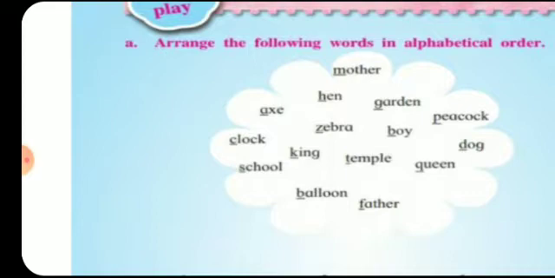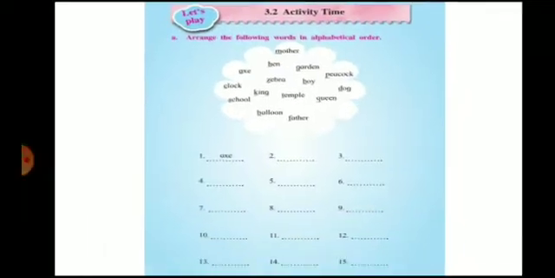So we have to arrange these words in alphabetical order. Now we will see. Okay. Now here words are given and blanks are given. So the first word is X. Now we will see, after A comes B. So we will search here whether there is a word with B. So can you see there are two words, boy and balloon. Both the words start with B.